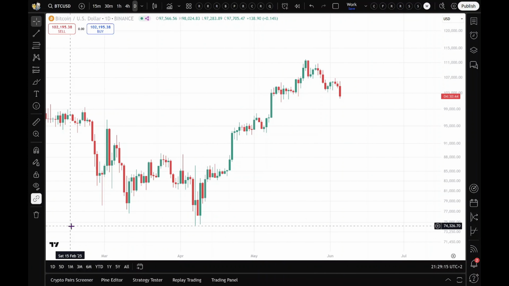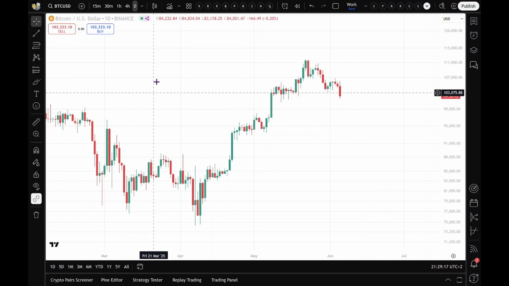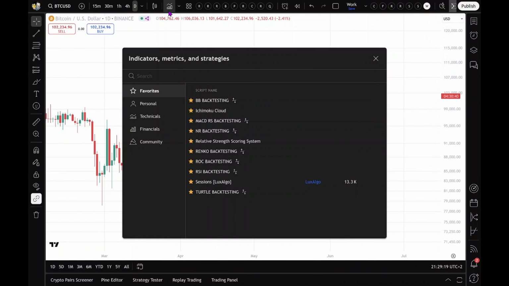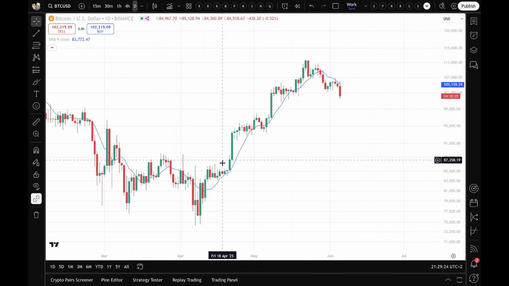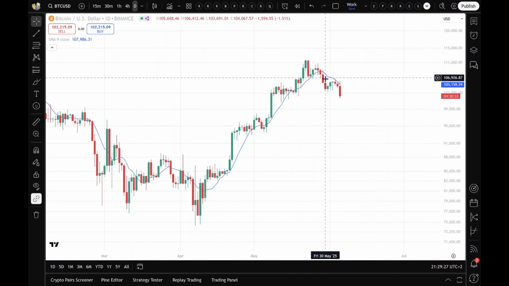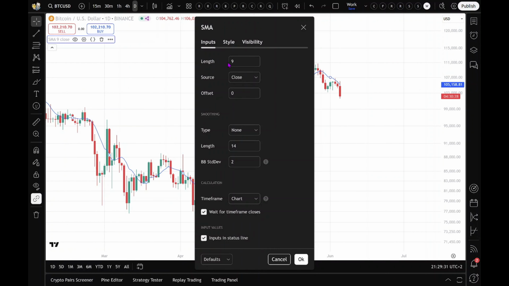So, if we go to TradingView and want to display a simple moving average, you just go to the Indicators tab, type in SMA, and click right here. By default, you'll see a 9-period simple moving average added to your chart. But if you click on it, you can modify the settings. For example, you can change the length, which is the period, and you can also change the source. By default, the source is the candle's close, but you can switch it to the open, the high, the low, or even take an average of those values.